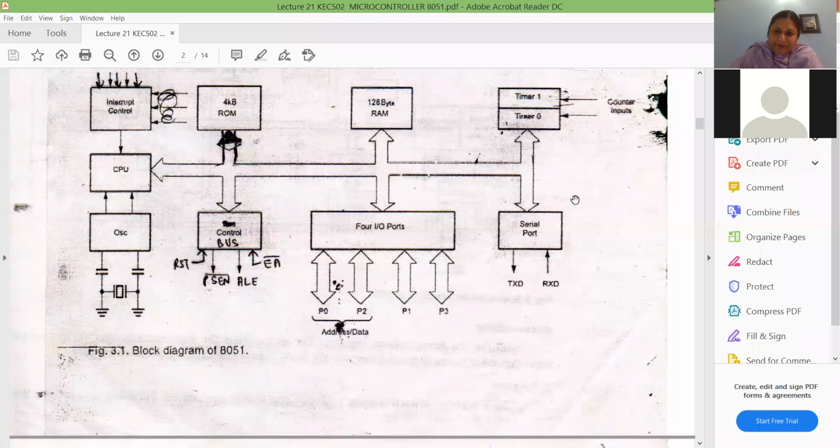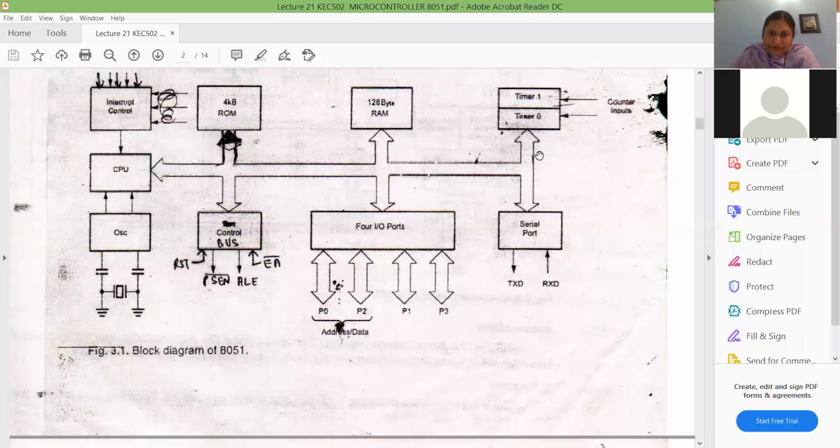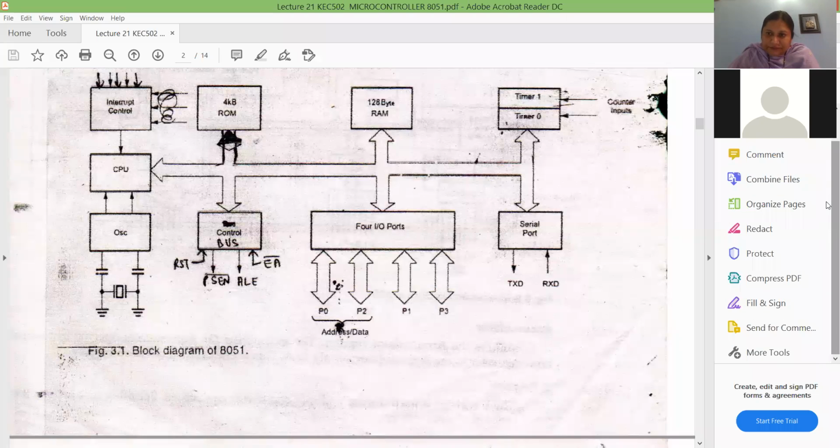Is it clear? ROM, EPROM, it has timers, 4 input output ports. Is it clear? Shall we proceed further? Sakshi or anybody? Nobody's voice is coming. Why?